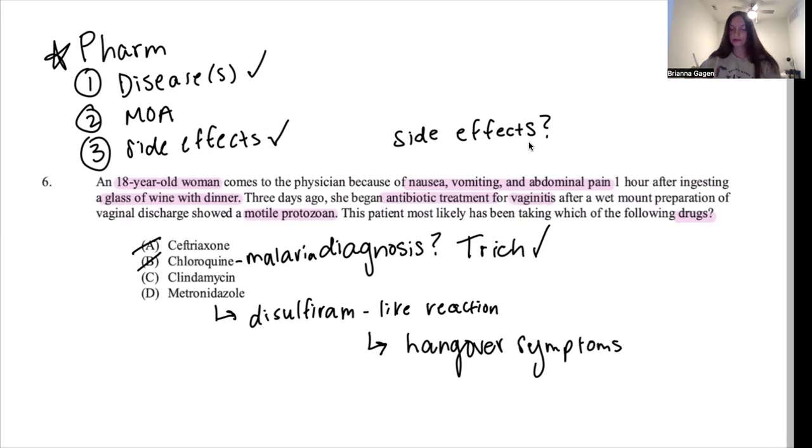So again, we can connect this circle, knowing that metronidazole is what is used to treat trich, and that it can cause these disulfiram-like reactions after ingestion of alcohol.